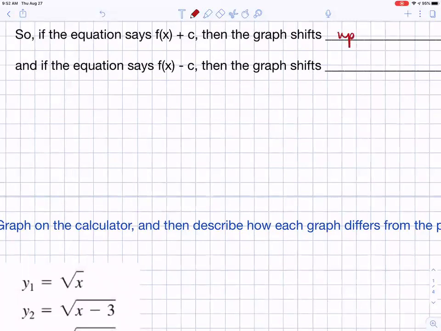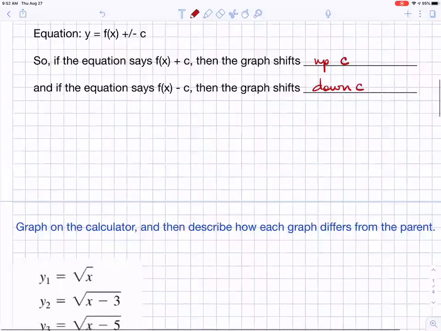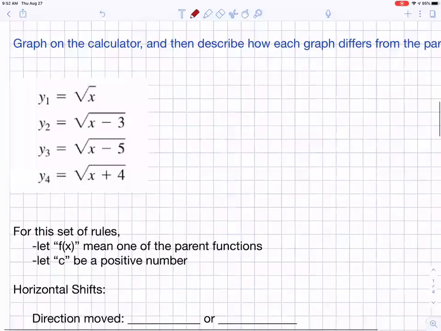Up how far? C, it's gonna go up C units. And then if my equation says parent minus a number, or parent minus C, what can I assume that my graph's gonna do? It's gonna go down C units. All right, next. So here's another set.